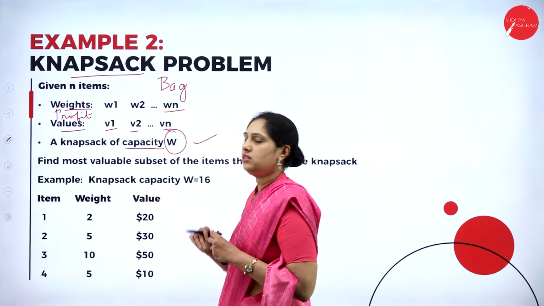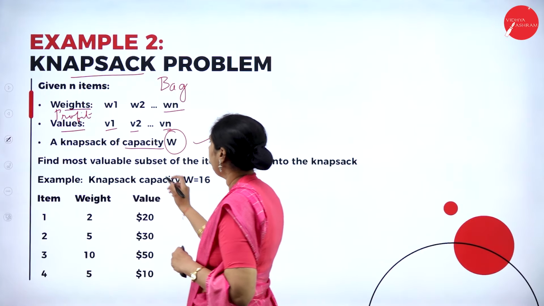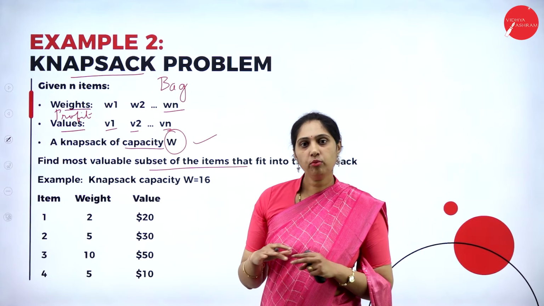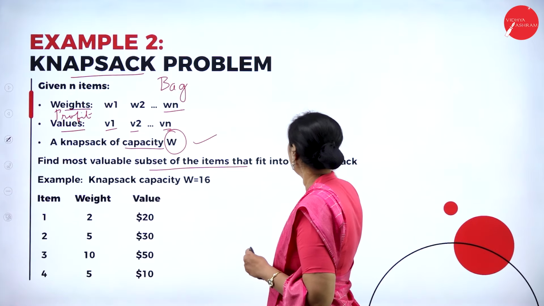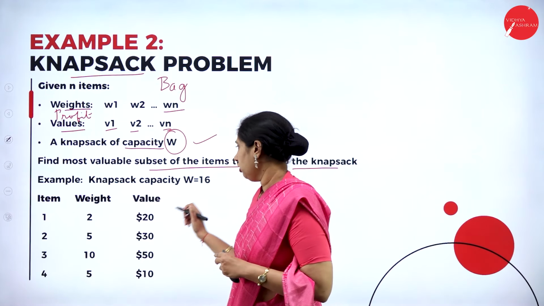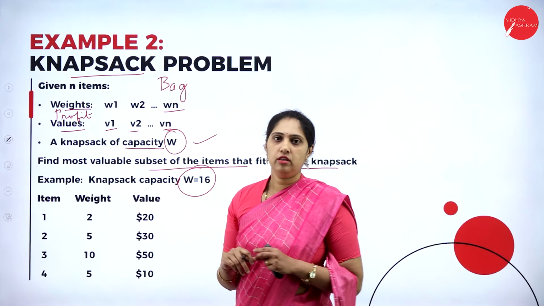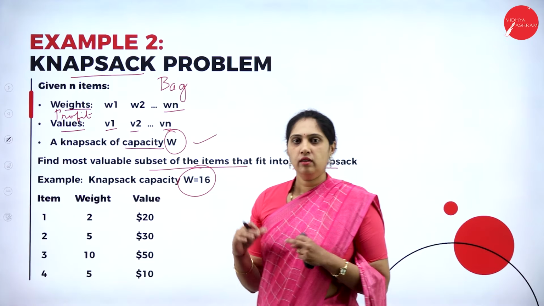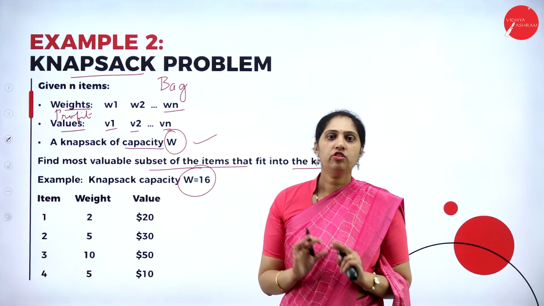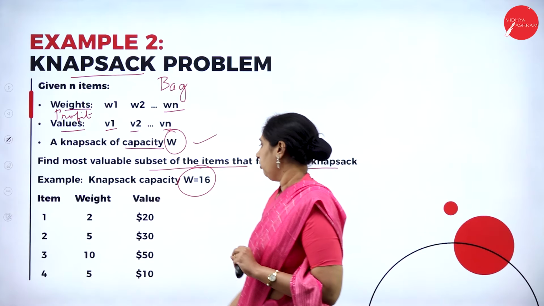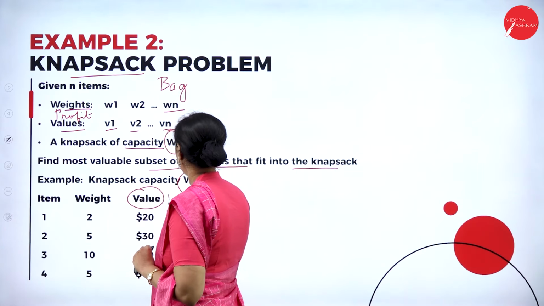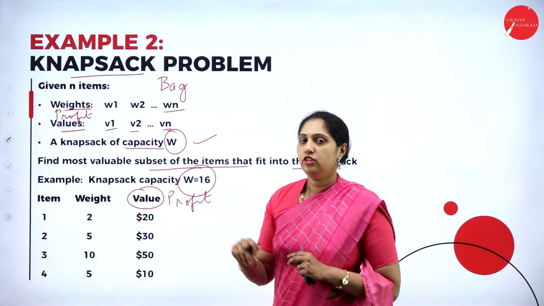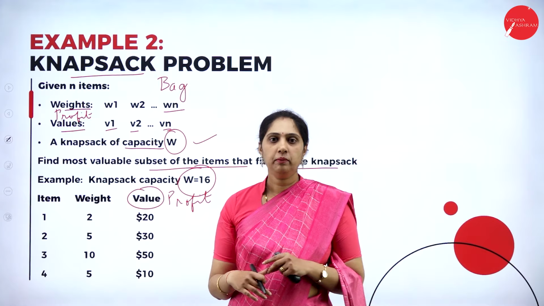So what is the problem here? We have to find a subset of the items. Only one item cannot be filled, so it is a subset, more than one item, such that it should not exceed the capacity. For example, if it is 16, the bag should not contain more than 16 weight. Weight can be kg, grams or anything, but we consider only the value, say 16. And the value given is the profit. So it should not exceed the capacity and the profit should be maximum.